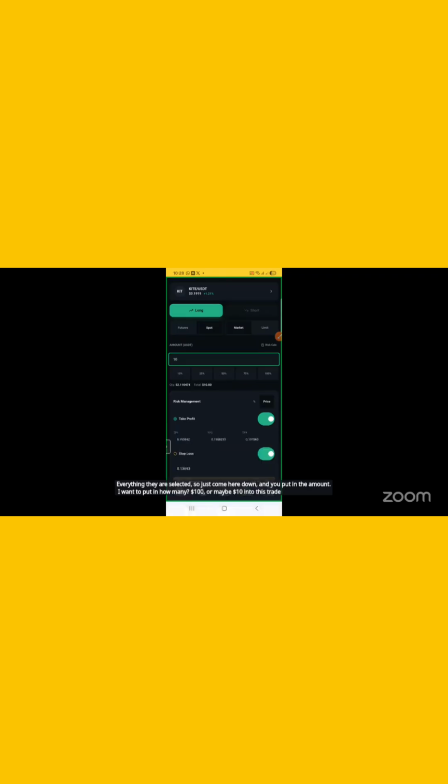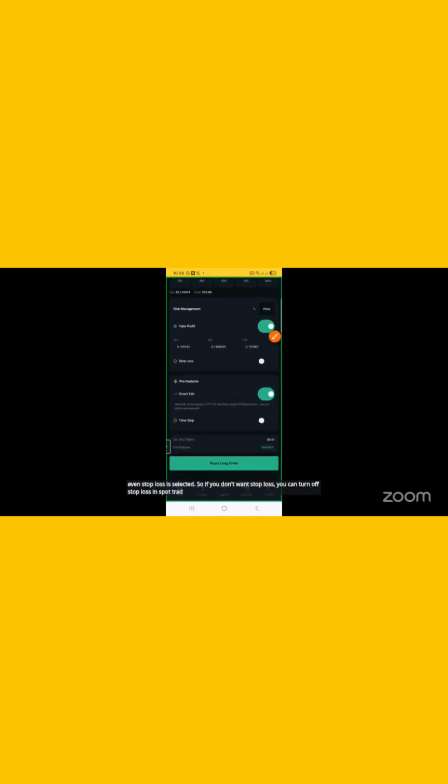Now come down here. Everything is selected: TP1, TP2, TP3. Even stop loss is selected. If you don't want stop loss, you can turn it off in spot trading because stop loss is not needed. You can either leave smart exit on or leave it off. Now come and place long trade.